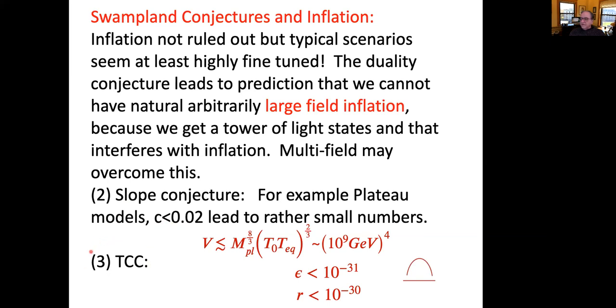And if you take the Trans-Planckian censorship conjecture I was telling you about, it turns out that it leads to inflation models with potential energy scales which are very small compared to what you typically take in inflation models, like 10 to the 14 or 15 GeV. This is 10 to the 9 GeV. And this leads to epsilon, the slow-roll parameter of inflation, being less than 10 to the minus 31, and the r parameter, which gives you the strength of the tensor modes, being 10 to the minus 30. So it's very, very minuscule. And more than that, you find that the theory should be highly fine-tuned to give inflation. So therefore, I would say that in general, if you believe these conjectures for the Swampland, inflation is in trouble.